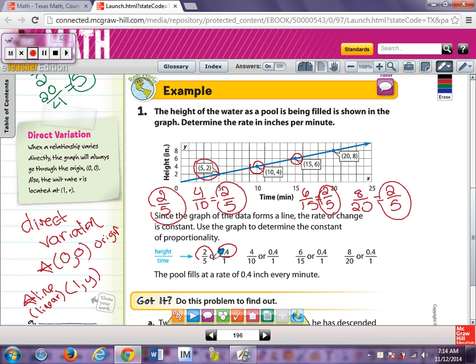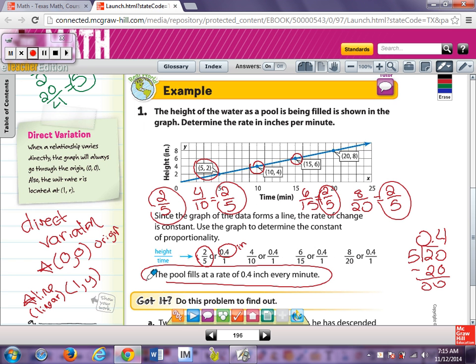I'll take my smallest fraction, the 2/5, and I'll go ahead and divide it. I know 5 will not go into 2, but it will go into 20 4 times. I have no remainder. Therefore, 2 inches every 5 minutes is the same thing as 0.4 inches every 1 minute. So I have my unit rate, or my constant of proportion. It's all the same thing. These are all the same words over and over again.